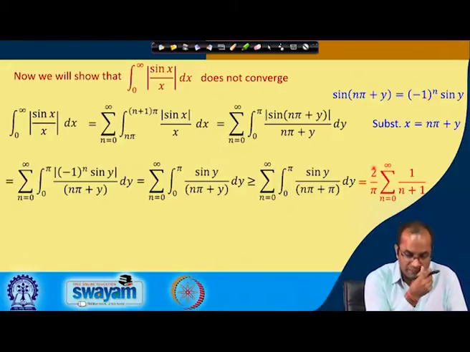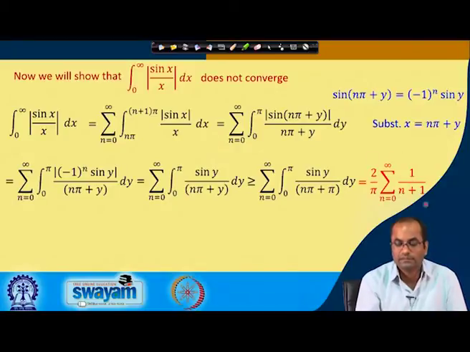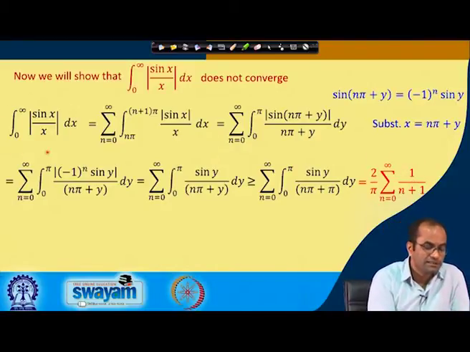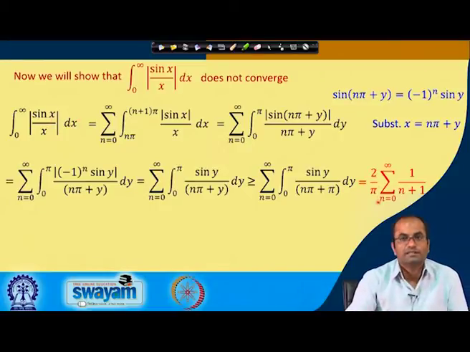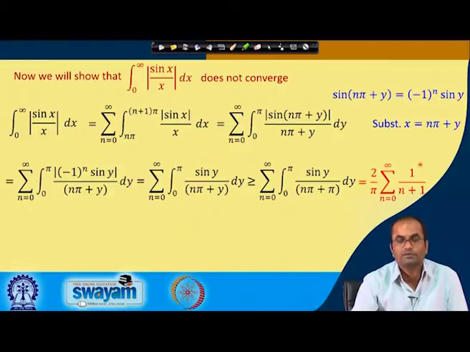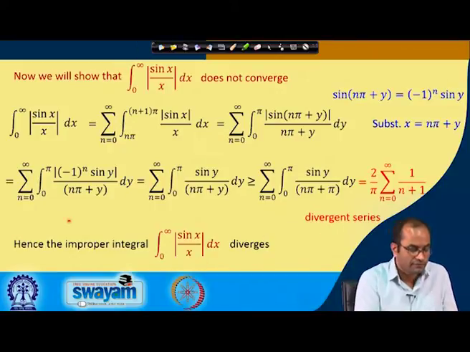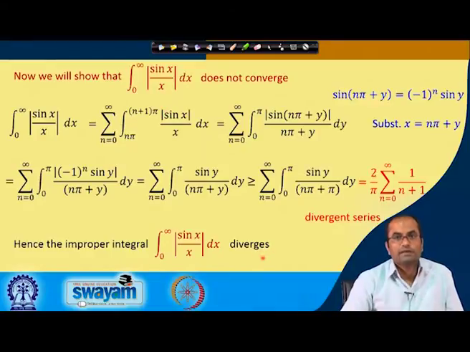So what we have seen is that this integral, which we started with the absolute value, is greater than the sum of this series, which is infinity. So this integral is a divergent integral, because its value will be larger than the value of this sum, which is already infinity. So in that case, this improper integral, the given integral, diverges.